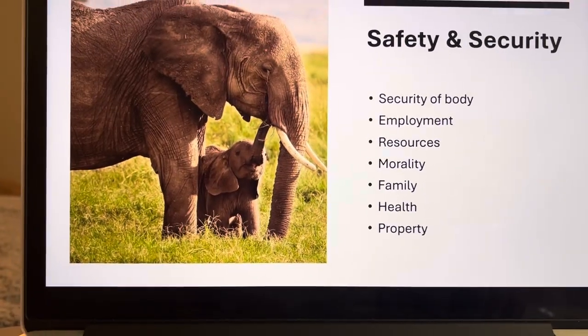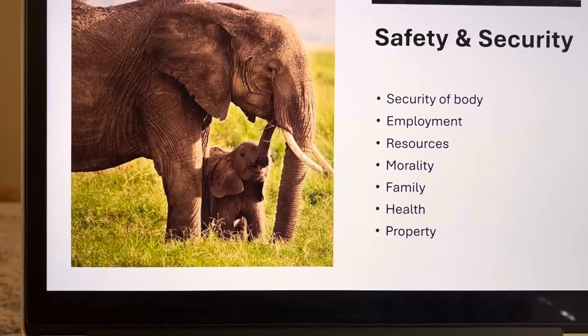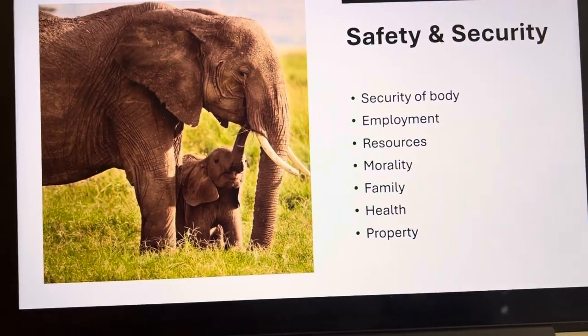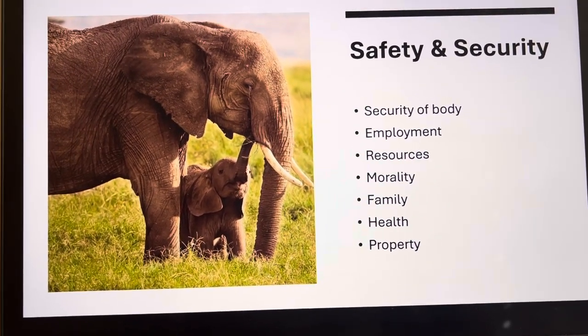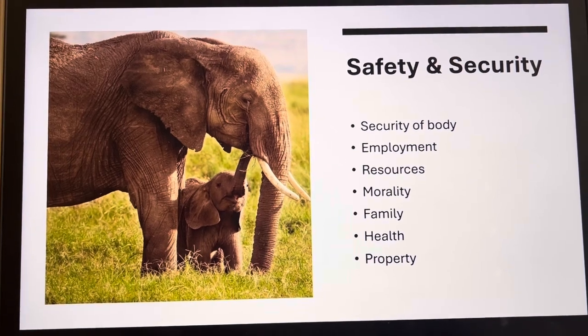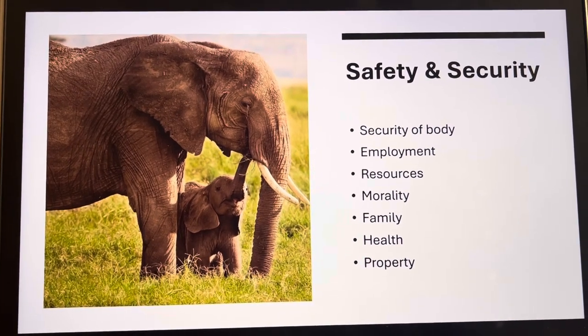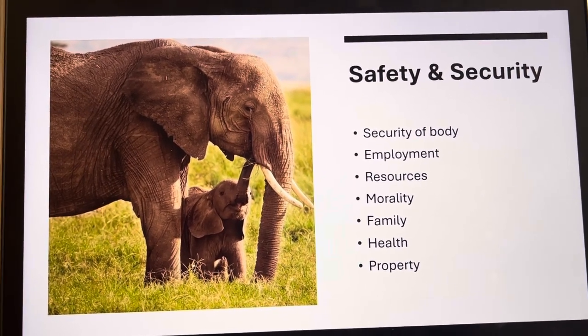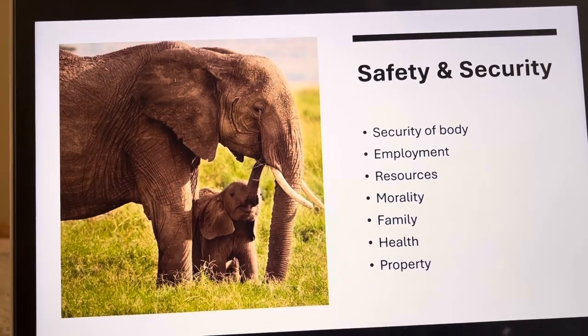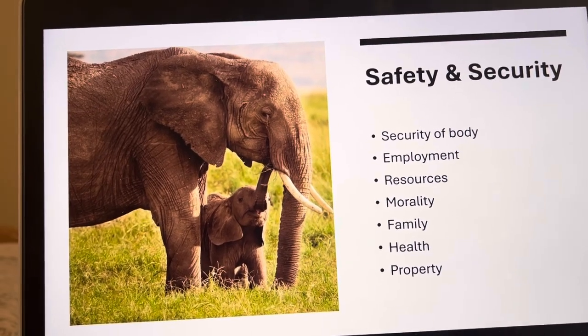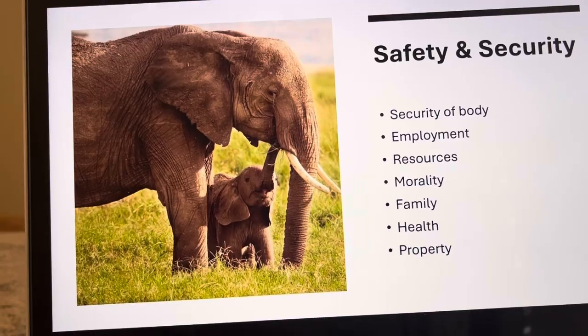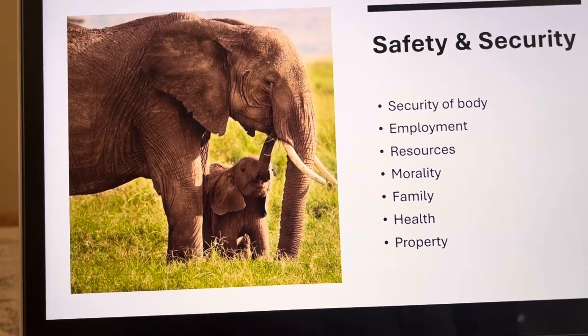So the next one is safety and security. I have an elephant in here because mother elephants are known to be very protective of their young and help to create a safe environment. And so I just love that depiction. So safety and security: security of the body, employment, resources, morality, family, health, property.